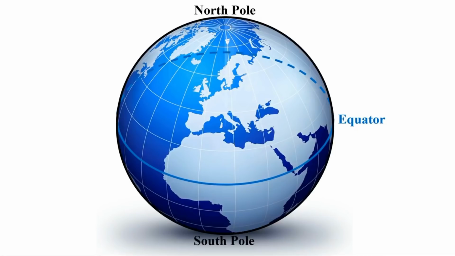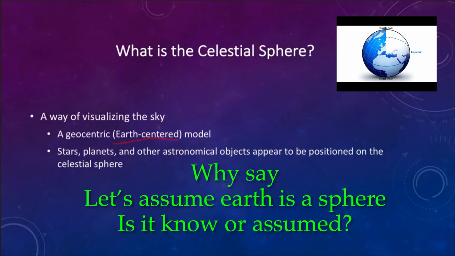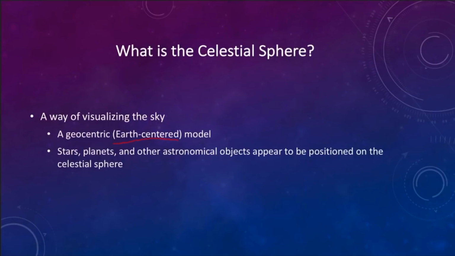Let's assume our planet is a perfect sphere. But it still works for determining positions in the sky because it acts as though we are at the center of this great sphere.